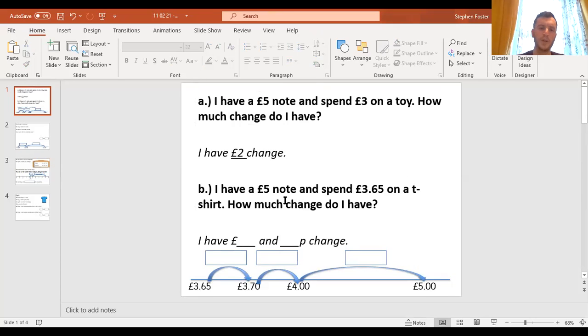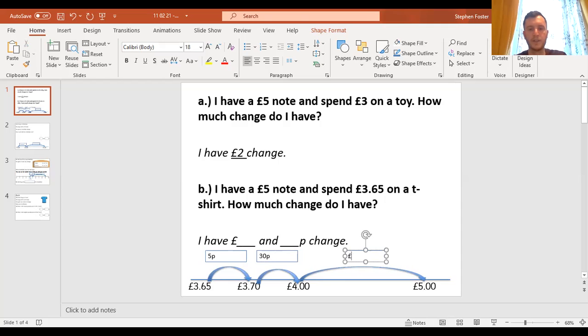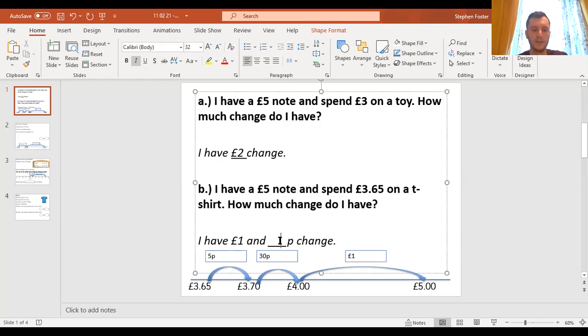Now that's quite an awkward one, so I've broken it down to jumps. My first jump is £3.65 to £3.70, which is equal to 5 pence. My next one is £3.70 to £4, which is equal to 30 pence. So far I've got a 35 pence jump. And then my last one, £4 to £5, is a £1 jump. So I have £1 and 35 pence change.